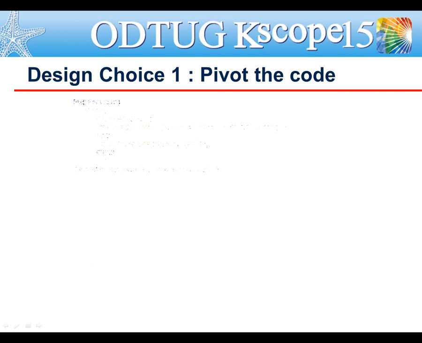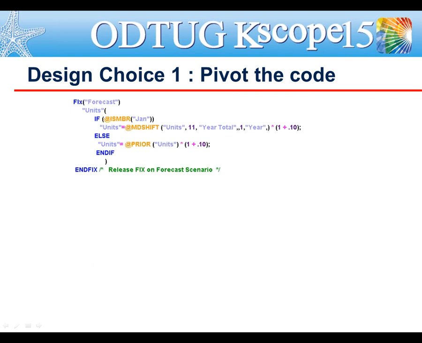Here's an abbreviated set of code. And this code calculates our units because units is on the left side of the equation, and it'll cycle through every member of every other dimension. So, for example, it's going to calculate all the months, all the years, all the products, etc. Except it's not going to calculate all the scenarios because scenario is in the fix. So the left side of this equation really isn't just units. The left side of this equation is really forecast units.